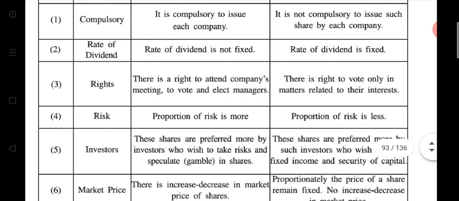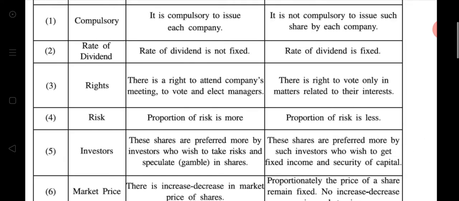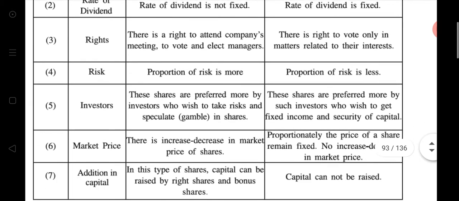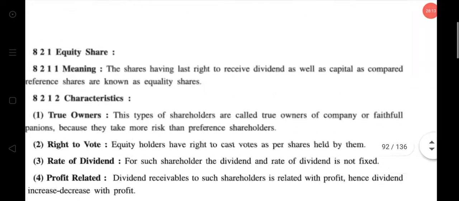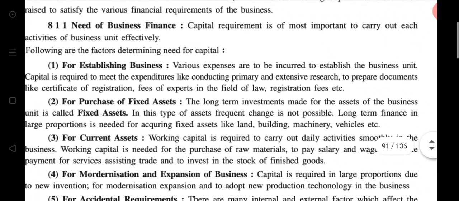Try to read fast, and also underline: it is compulsory, it is not compulsory; is not fixed, is fixed; right to attend company's meeting and right to vote only on their interest; risk is more, risk is less; then take a risk and speculate in shares, and to get fixed income and security of capital; then there is an increase and decrease, there is no increase and decrease; capital can be raised, capital cannot be raised. Okay, done. So now we just revise the head points.